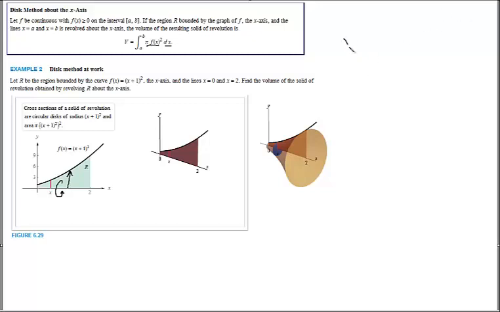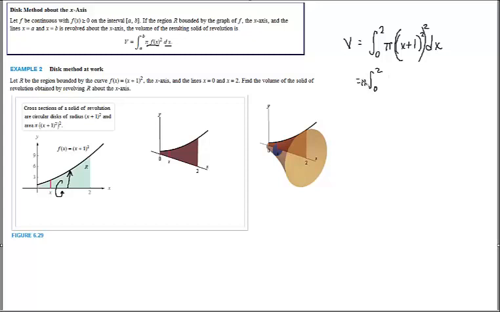I know that volume equals, and I've got to find the limits of integration. Oh, that was pretty much given to me by the restrictions, the bounds here. So it's from 0 to 2. And then it's going to be pi times the radius squared, and the radius in this case happens to be the function, so it's x plus 1, quantity squared, and then dx. Oops, and I have to square that square. Sorry about that. There we go. And then what I'm going to have is from 0 to 2.